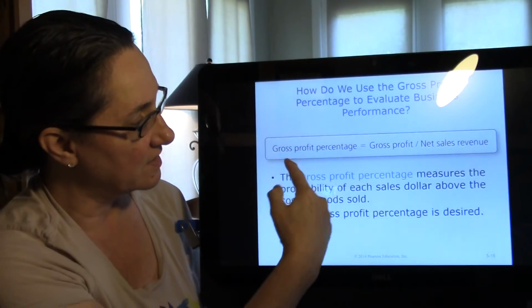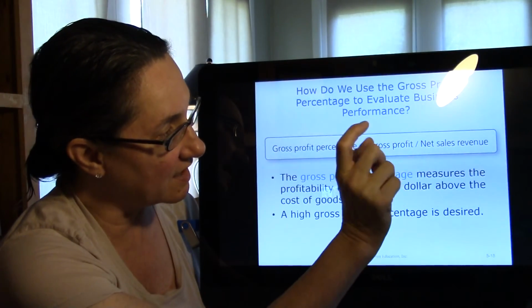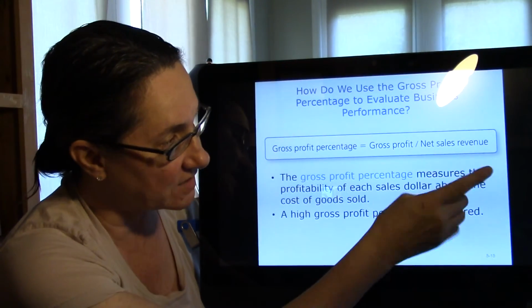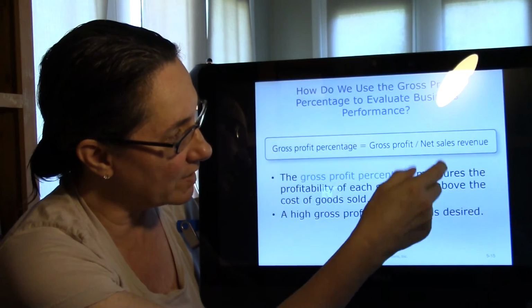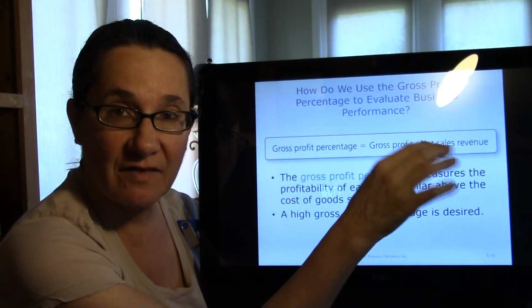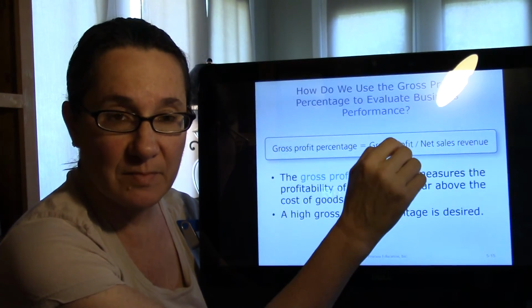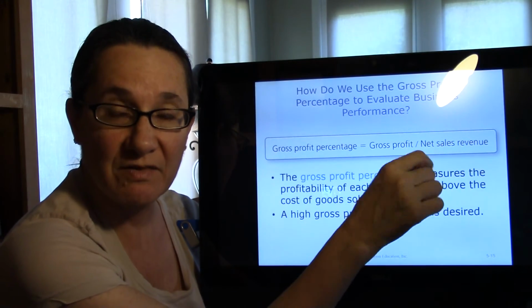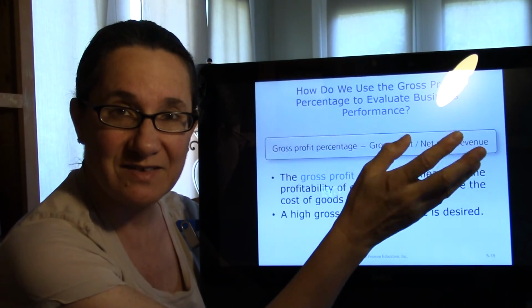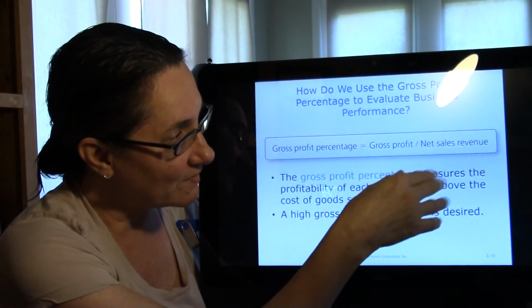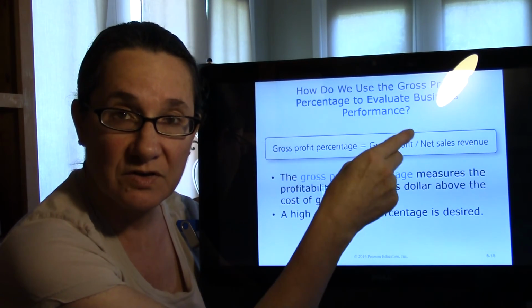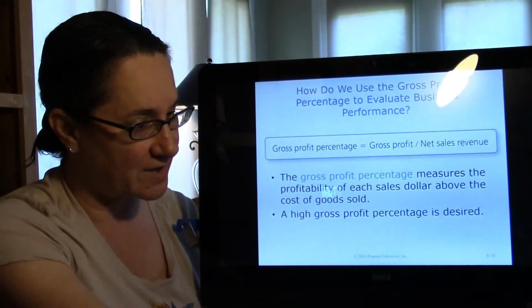And how do you calculate that? Gross profit percentage is gross profit, which you take right from the income statement, divided by net sales revenue, also right from the income statement, and it gives you that percentage. So what percentage of my net sales revenue turns into profit? If 50% of my revenue turns into profit, that's awesome. If 10% of my revenues turn into profit, that's not great. So you want your revenues turning into profit, and that's what that's telling us. The higher the percentage of your revenues turning into profit, the better. So that's all that is.